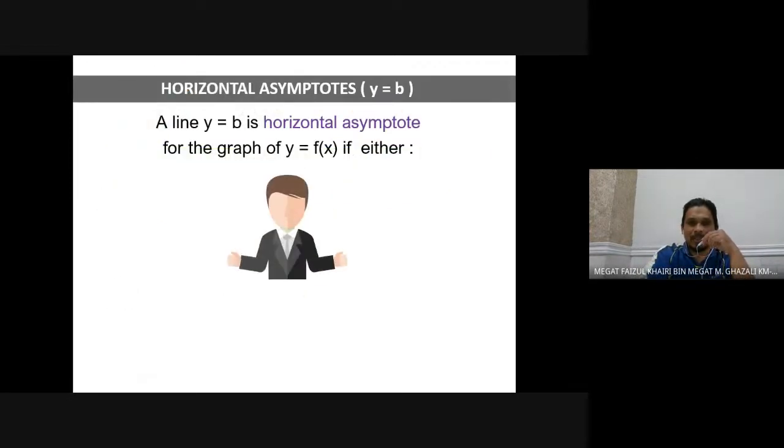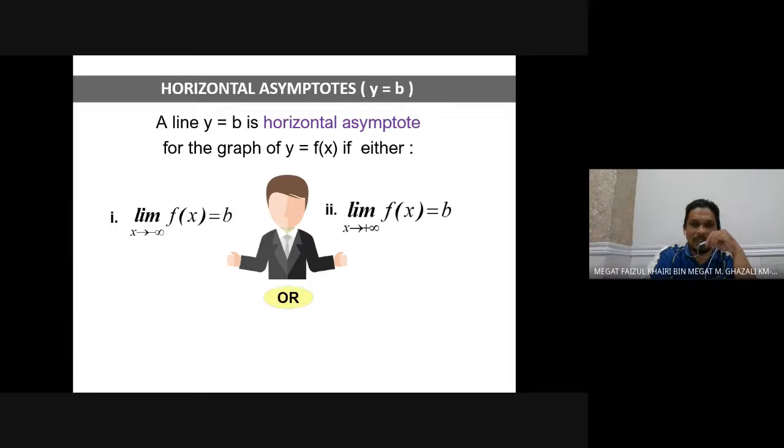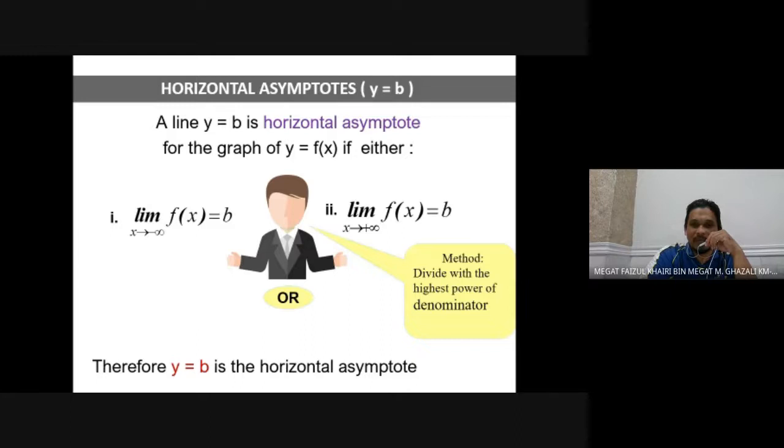Okay, so horizontal asymptote. A line of y equal to b is a horizontal asymptote for the graph if either the limit of f(x) as x approaches negative infinity equals b, or as x approaches positive infinity also equals b. Okay, we divide with the highest degree of x from the denominator.